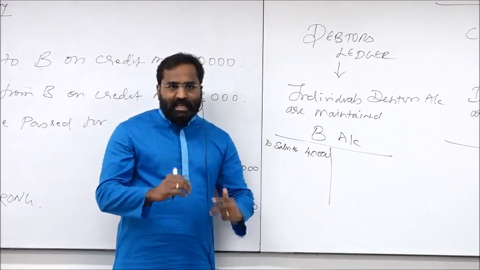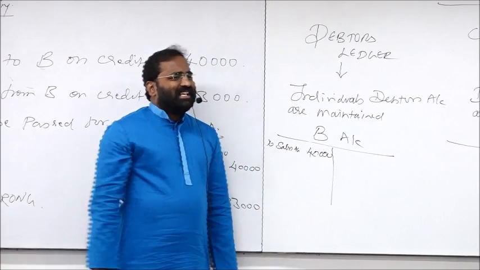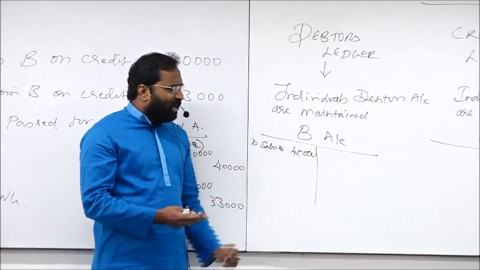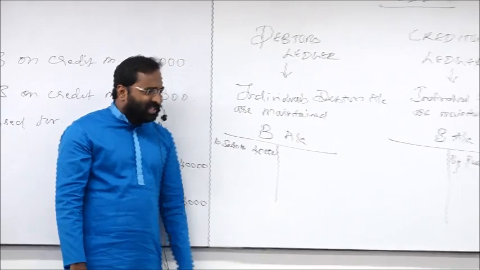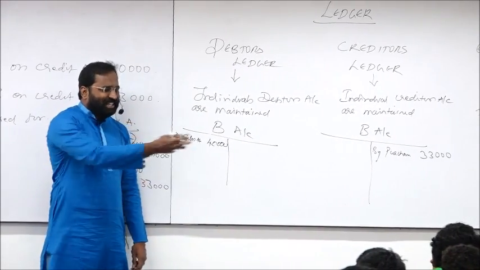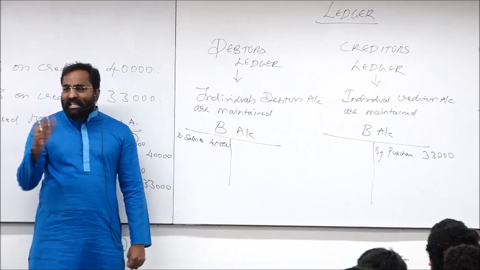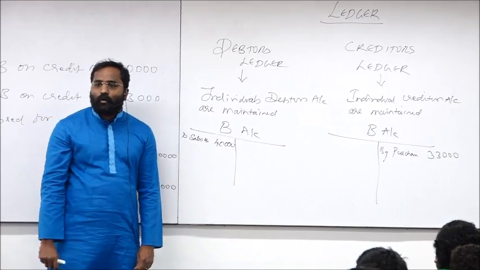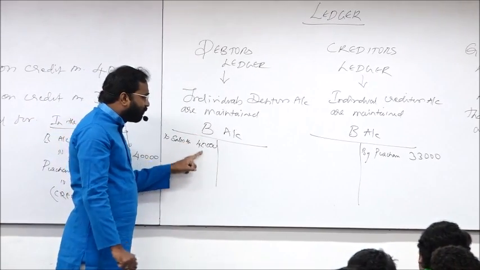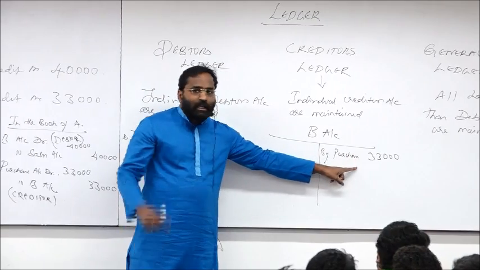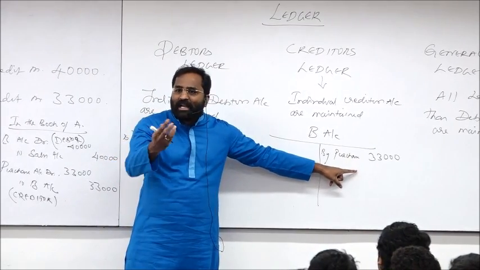Logically, sir, yes sir, B owes us 40,000 and we have to pay money to B 33,000. So there is no point in receiving 40,000 and paying 33,000. So we can collect only the 7,000 net amount. Yes or no?